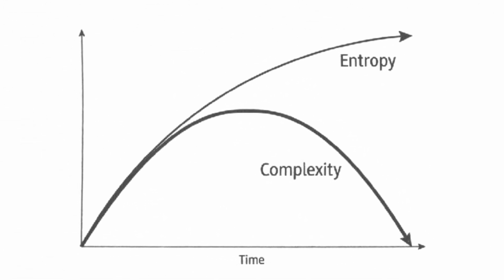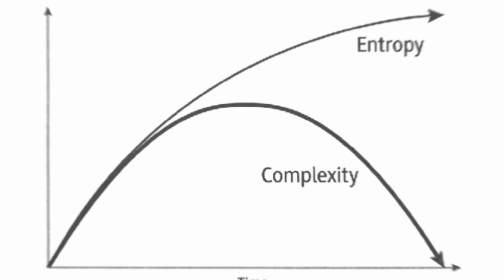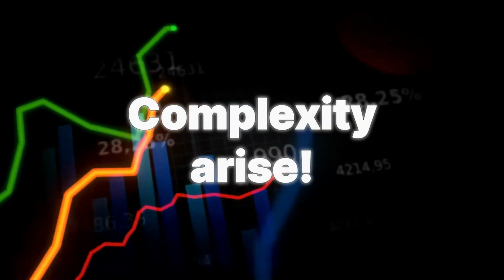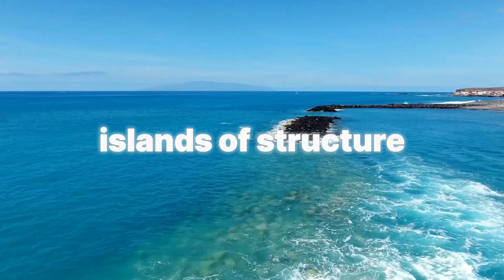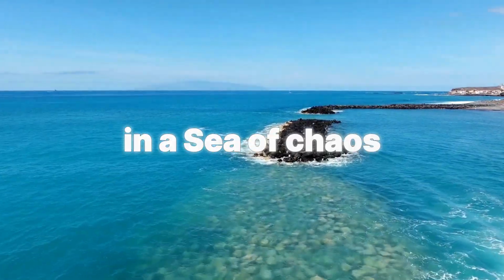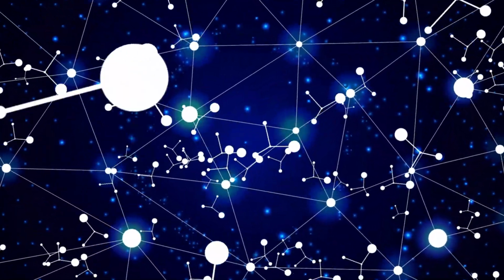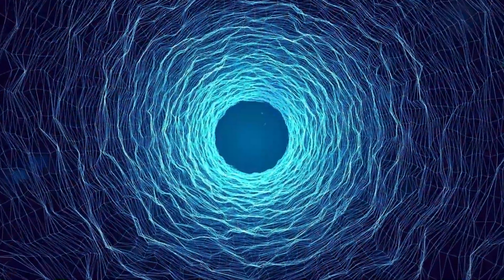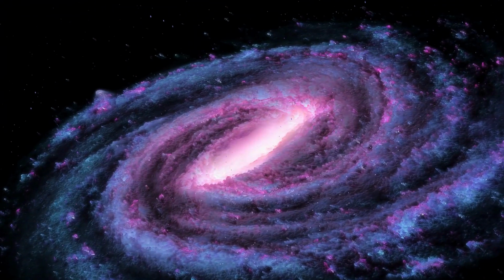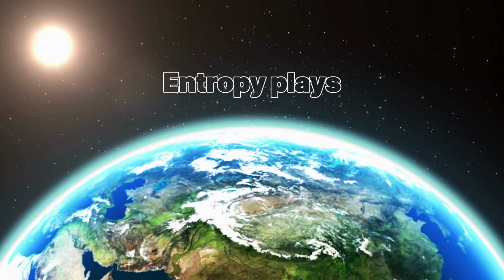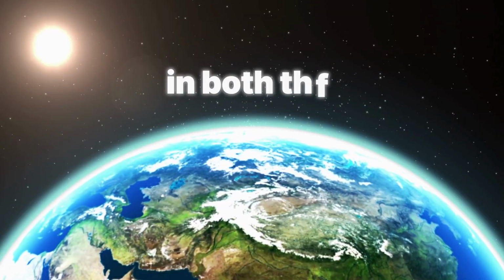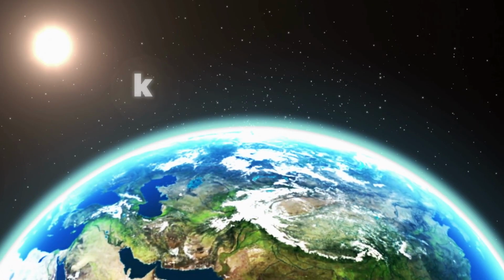Yet, amidst the relentless tide of increasing entropy, pockets of order and complexity arise, like islands of structure in a sea of chaos. From the intricate dance of molecules that gives rise to life to the cosmic web of galaxies that spans the universe, entropy plays a paradoxical role in both the emergence and the dissolution of the patterns that define our world.